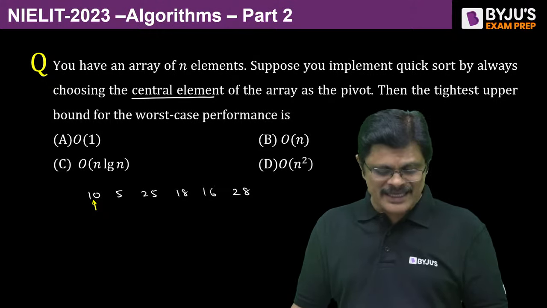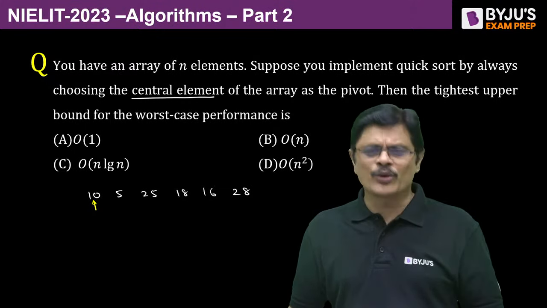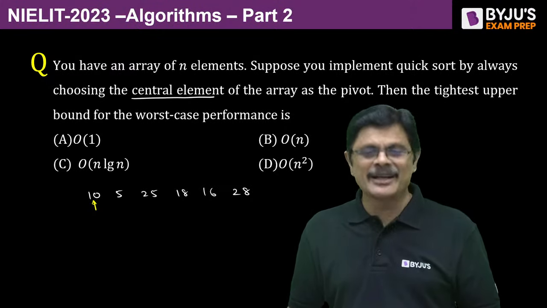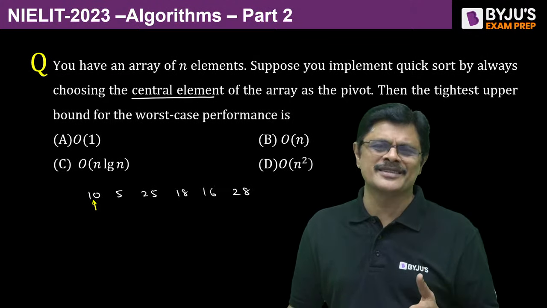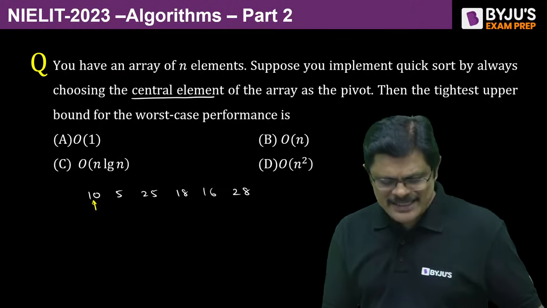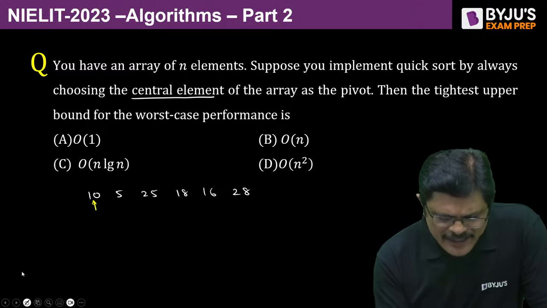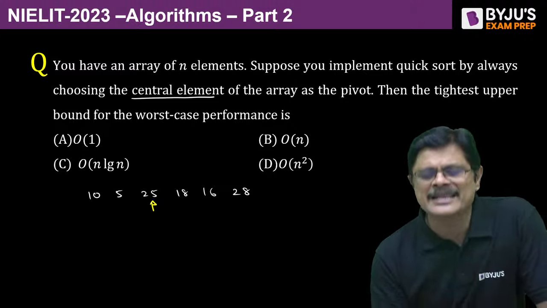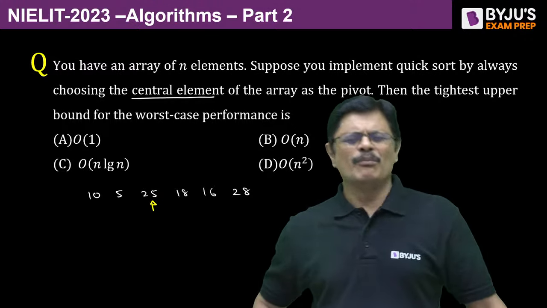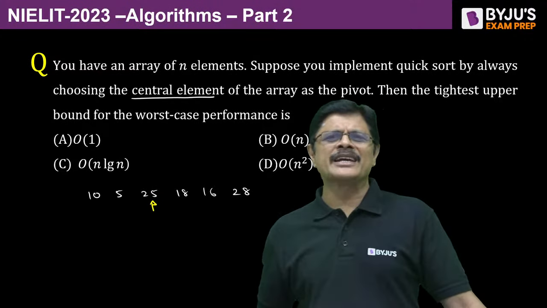Here the central element is 25. There are 6 elements, so (1 plus 6) by 2 means the third element. This is the central element. So instead of selecting 10 as the pivot element, he selected 25 as the pivot element. But keeping that pivot element there and working is very difficult.